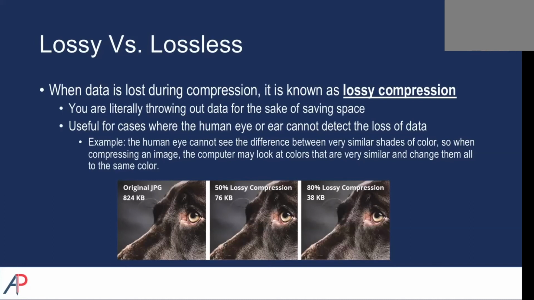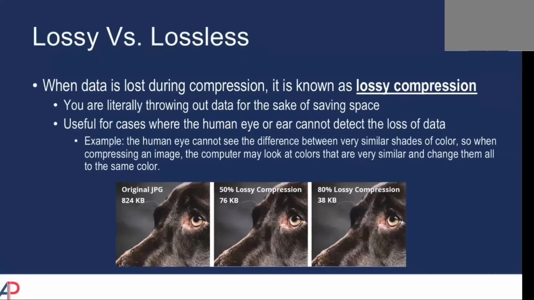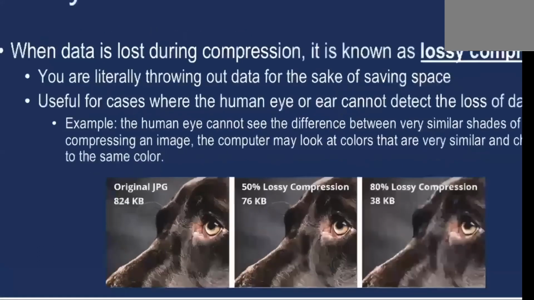This is used for cases where the human eye or ear cannot detect the loss of data. So for example, the human eye cannot see the difference between very similar shades of color. So when compressing an image, the computer may look at the colors that are very similar and change them all to the same color. So let's take a look at these 3 images that we have here.